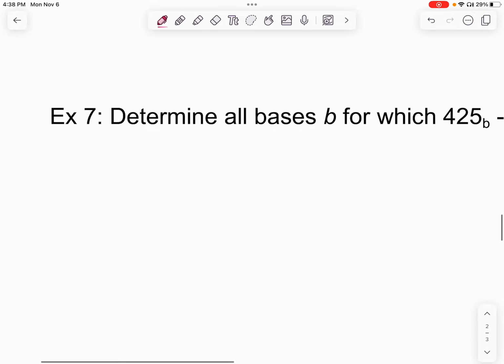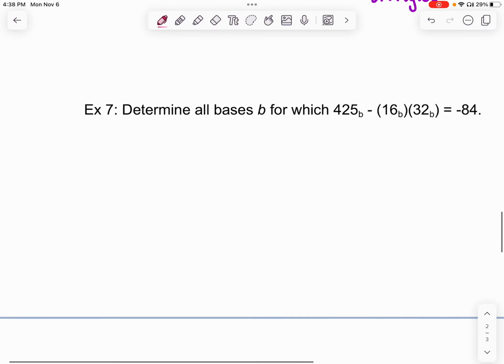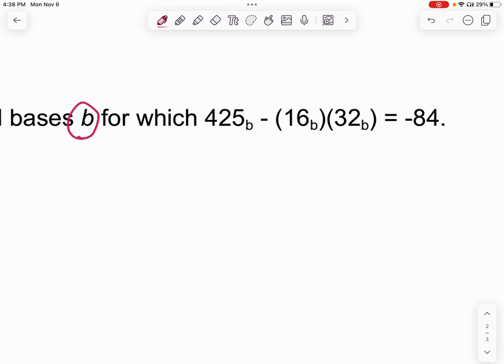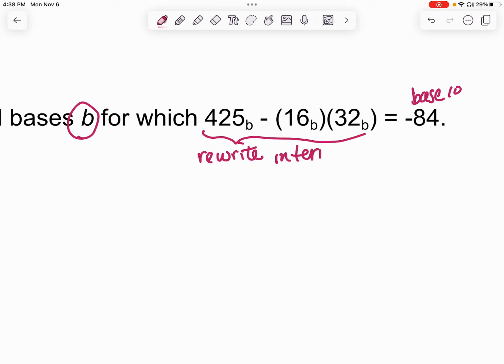All right. Now this next problem is a really common problem. So we have to figure out all of the bases where this statement can be true. And remember on the right that this is in base 10. And because this is in base 10, we want to rewrite this in terms of base 10. So remember that every place value that we have here is a power of b. So this is b to the 0 or 1, this is b, and this is b squared.